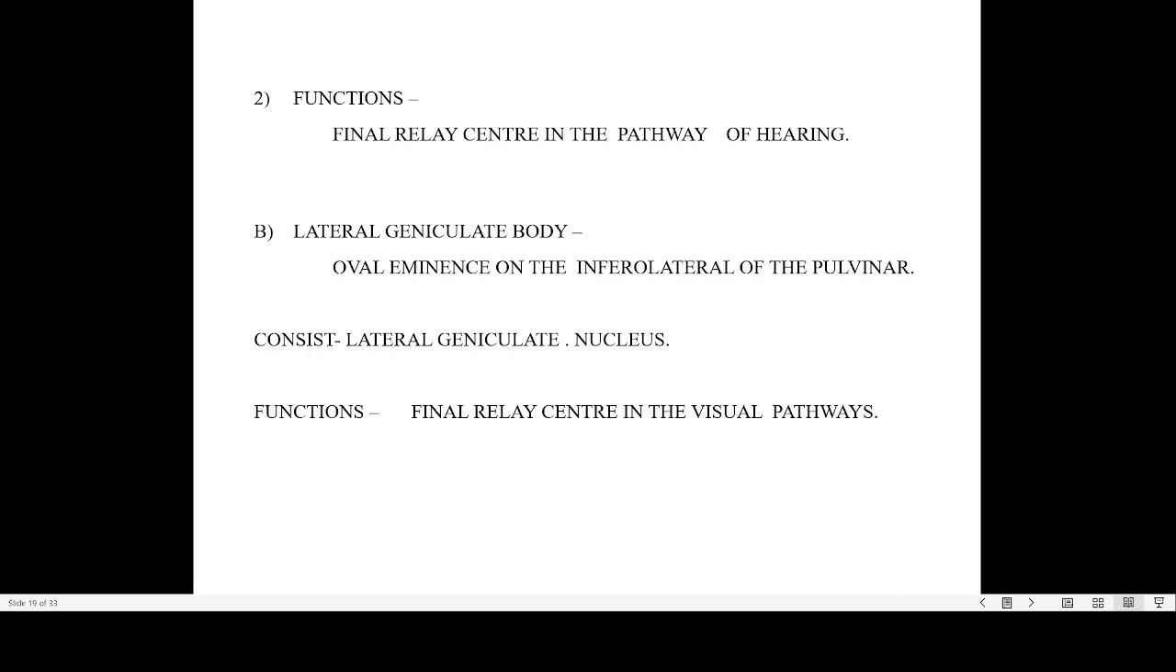Then the lateral geniculate body is an oval eminence on the inferior lateral aspect of the pulvinar. It consists of the lateral geniculate nucleus. What is its function? It is the final relay station in the visual pathway.